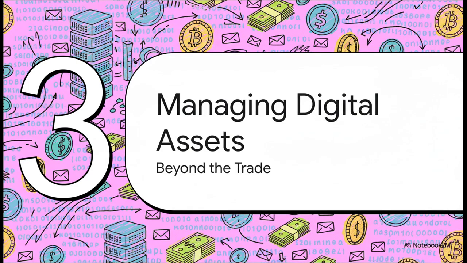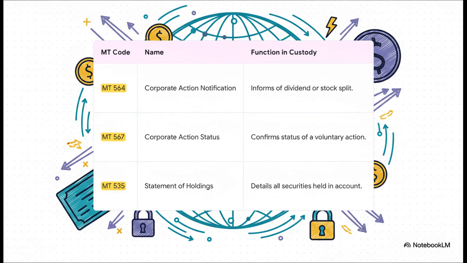But this language isn't just for the high-speed drama of trading. It's also working quietly in the background, handling all the essential day-to-day management of your assets. It's like the plumbing of your financial life. Yeah, this MT5XX language is constantly working for you. That message that tells you about an upcoming dividend from a stock you own, that's an MT564. The message that confirms your participation in a stock buyback, that's an MT567. And the official statement you get listing everything you own, yep, that's generated by an MT535.